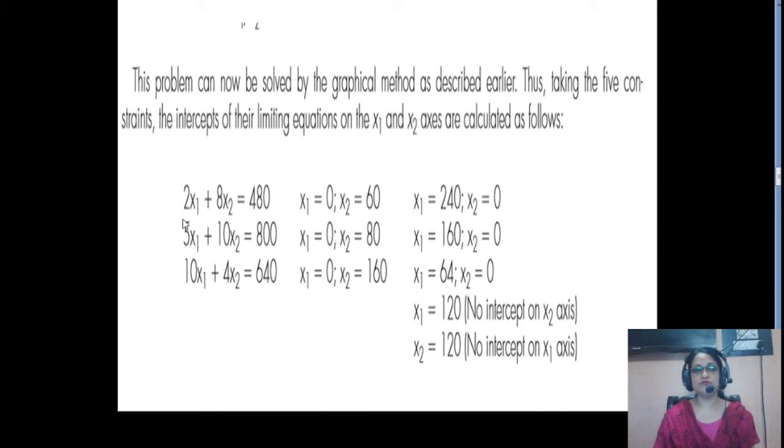One in the name of 2x1 plus 8x2 is equal to 480, 5x1 plus 10x2 is equal to 800, 10x1 plus 4x2 is equal to 640, and x1 is equal to 120, x2 is equal to 120. So in a graph we have to plot 5 lines, and then we will be finding the feasible region. The feasible region again will be the area enclosed between these 5 lines.